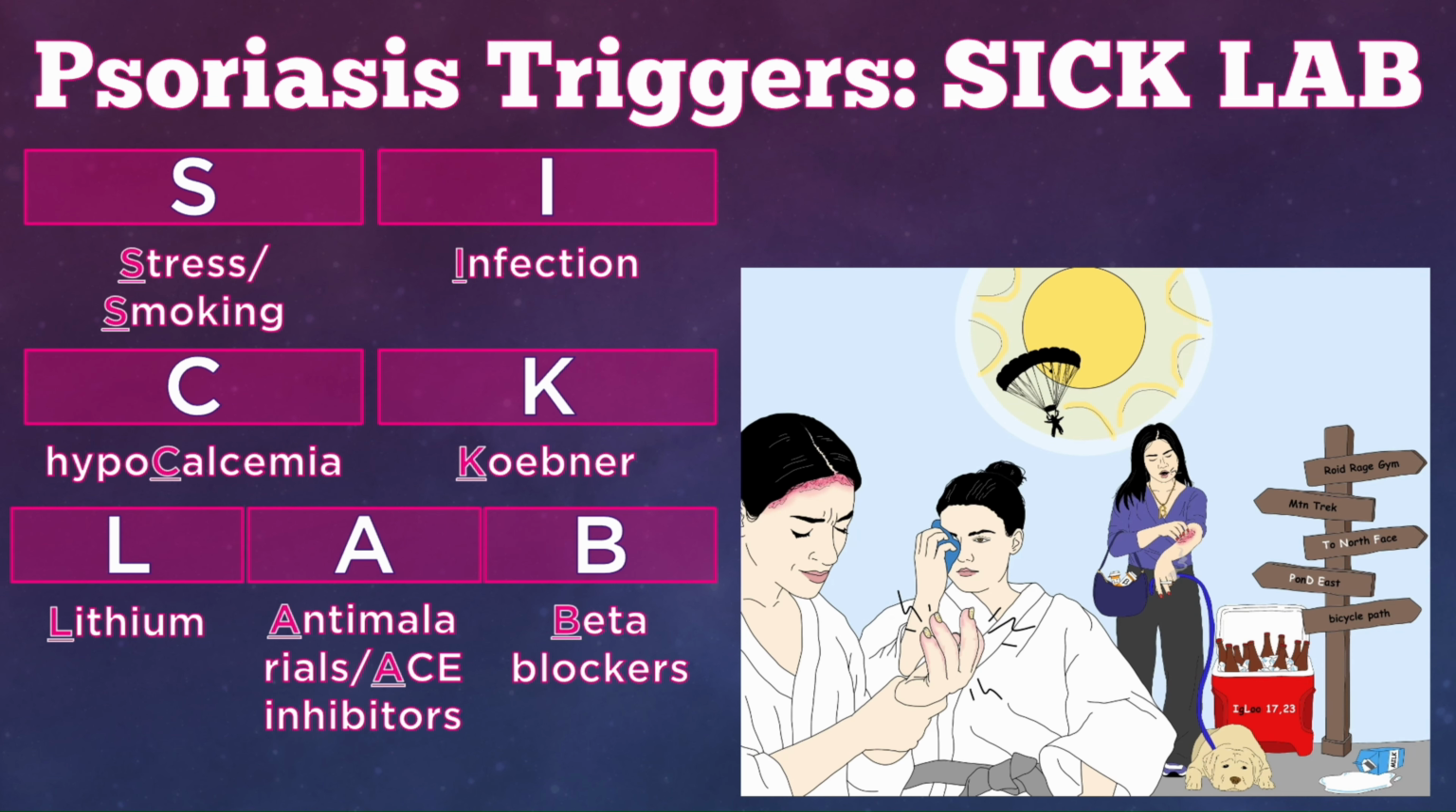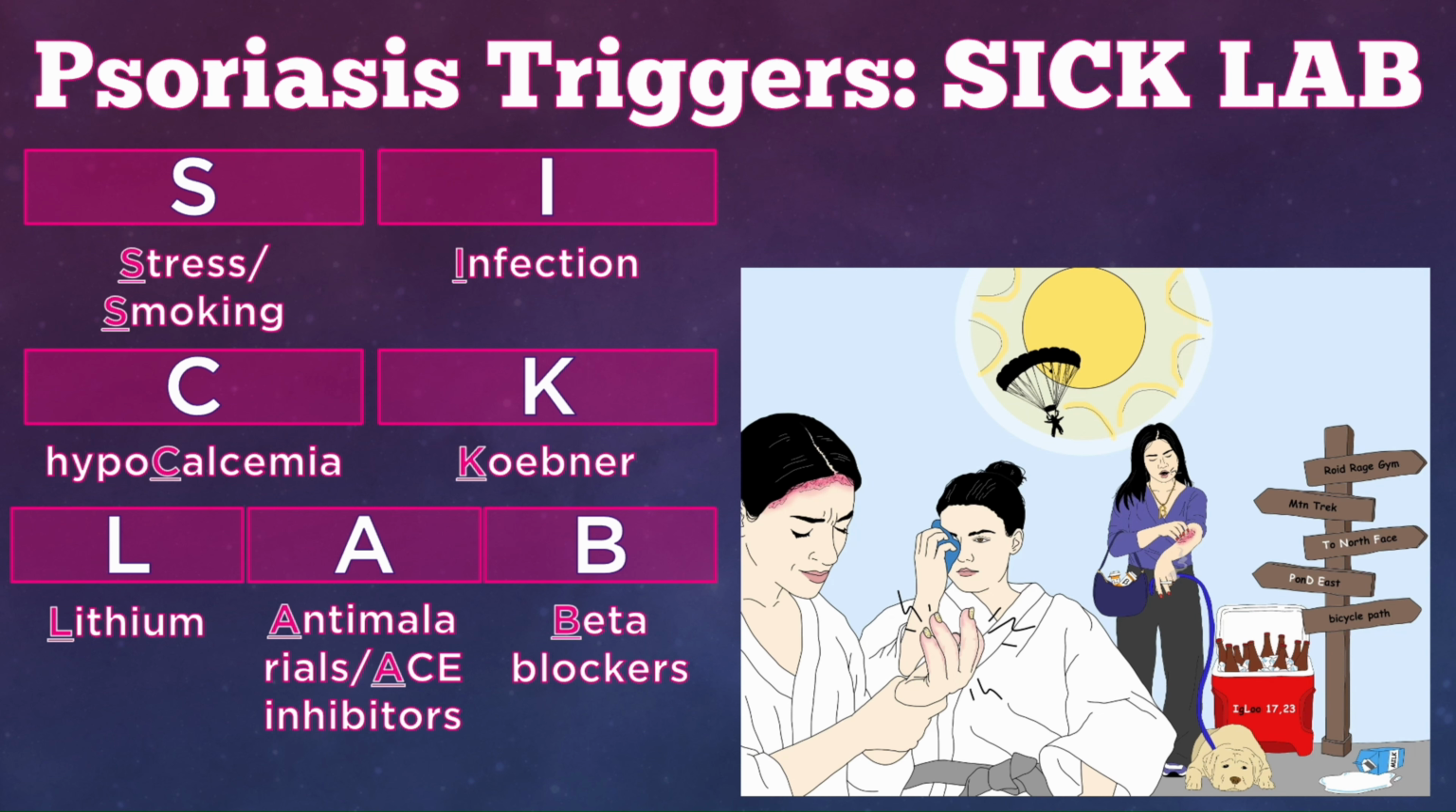Okay, so you've read basic pathophysiology of psoriasis, bare minimum. Now walk me through the stepwise approach to the treatment of psoriasis. You respond, well, for starters, eliminate anything that could be triggering the patient's psoriasis. Stress, smoking and alcohol, infections, hypocalcemia for pustular psoriasis, and anything that koebnerizes the skin. And then the medications such as lithium, antimalarials, ACE inhibitors, and beta blockers.